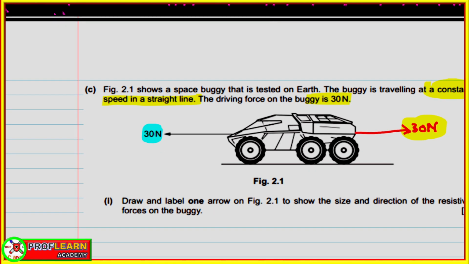We have another question. There was a force acting forward, 30 newtons, and we are told that it's moving at a constant speed. So if it's moving at a constant speed, it means there is no resultant force. The two forces are balanced, which means that the backward force must also be 30 newtons. So that's what you are supposed to label on the figure.